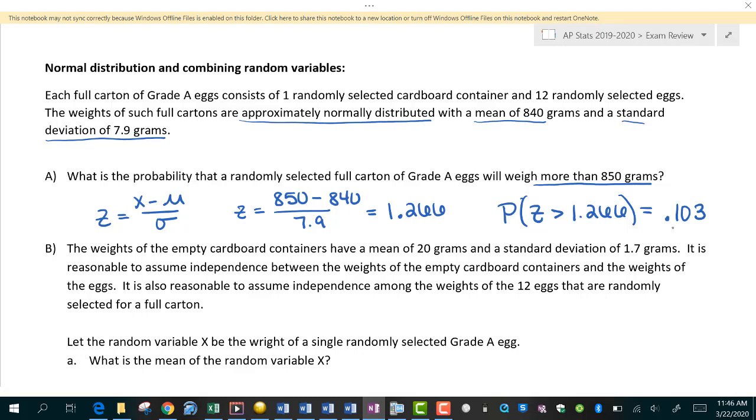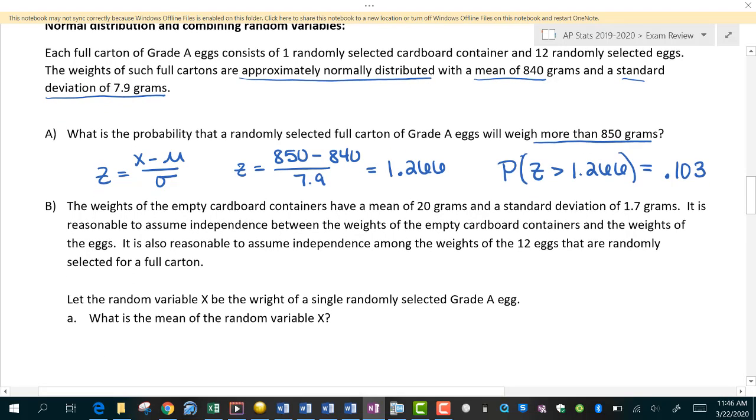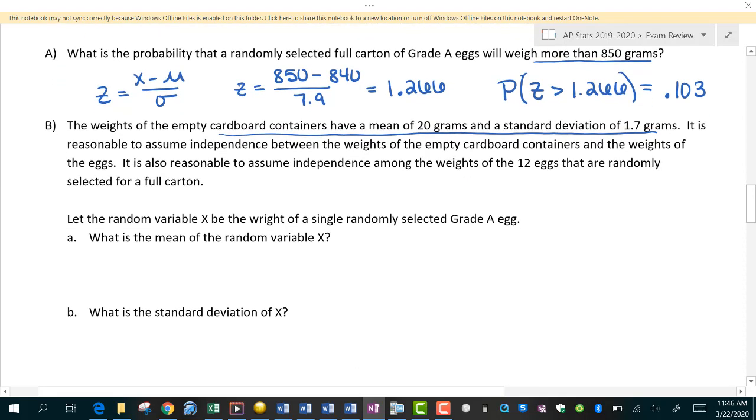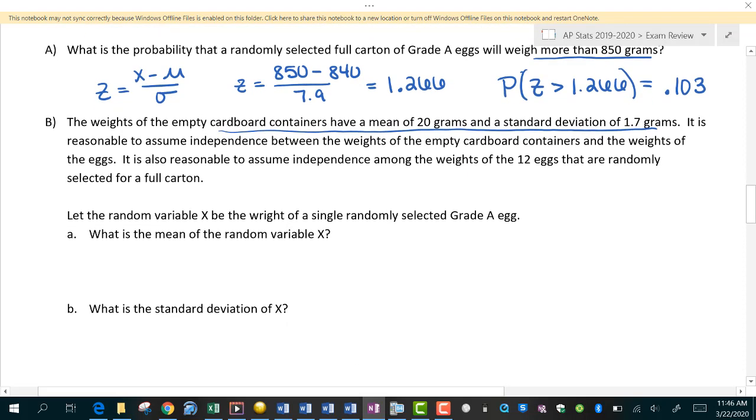Okay. So part B says the weights of the empty cardboard containers have a mean of 20 grams and a standard deviation of 1.7 grams. So that's for our cardboard container. It is reasonable to assume independence between the weights of the empty cardboard container and the weights of the eggs. It is also reasonable to assume independence among the weights of the 12 eggs that are randomly selected for a full carton. Let the random variable x be the weight of a single randomly selected grade A egg. We want to figure out what is the mean of the random variable x.